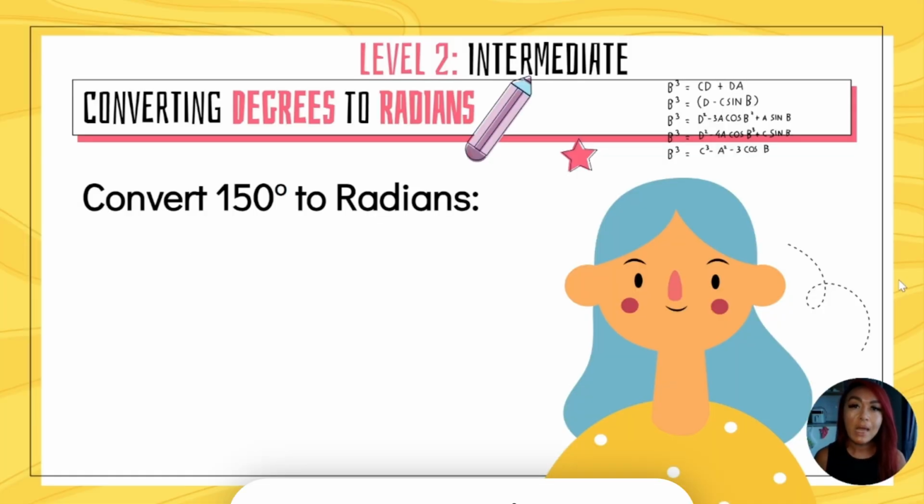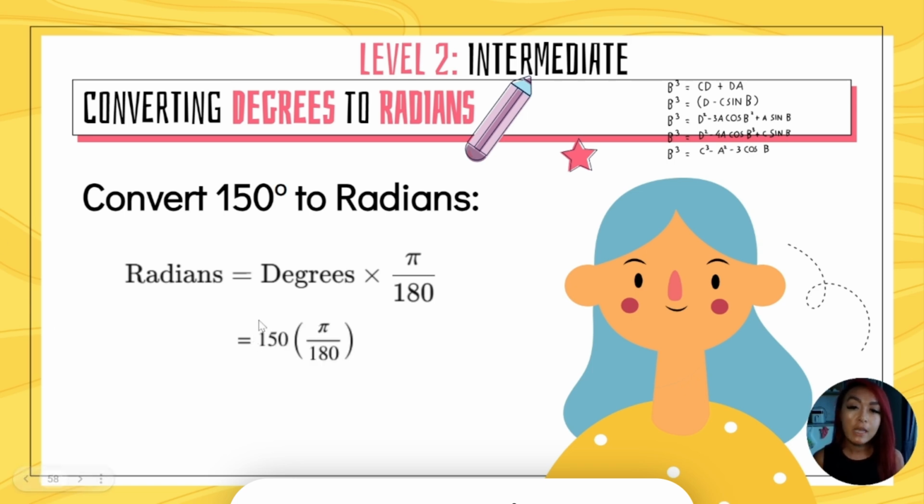In Level 2, let's actually work on doing some converting, right? And we're going to look at some degree measures that aren't the common or typical ones like we looked at in the previous level. So let's convert 150 degrees to radians. So we're going to need our formula. Radians equals degrees times pi over 180.